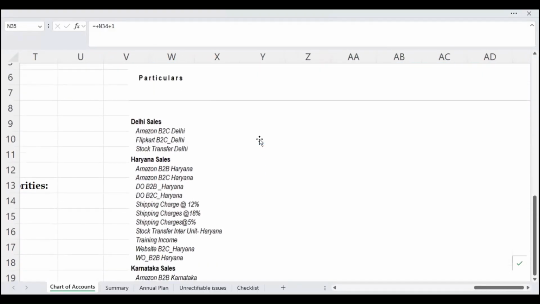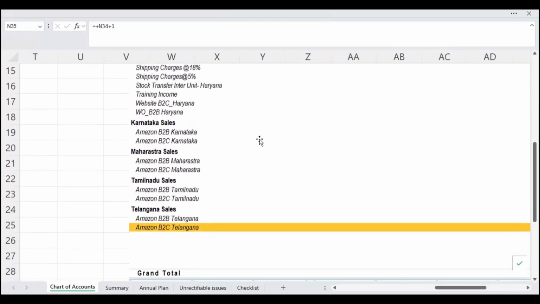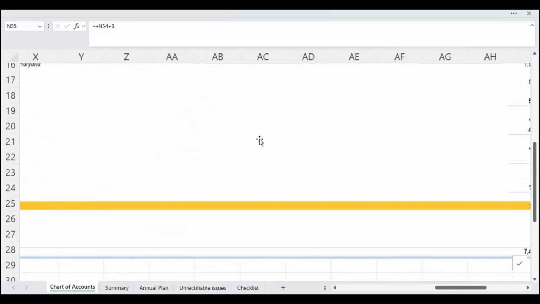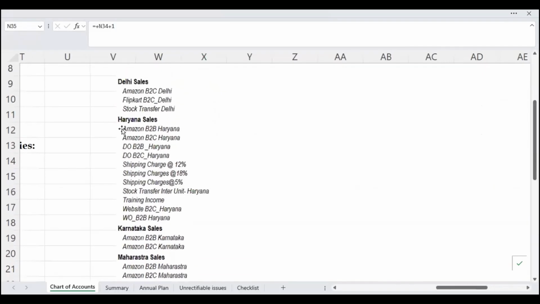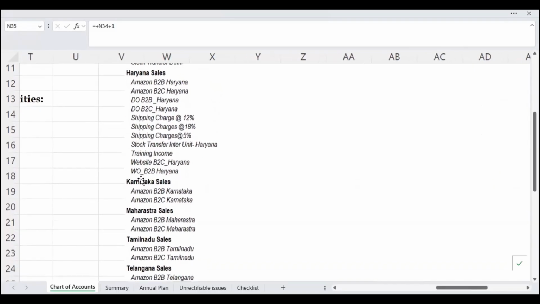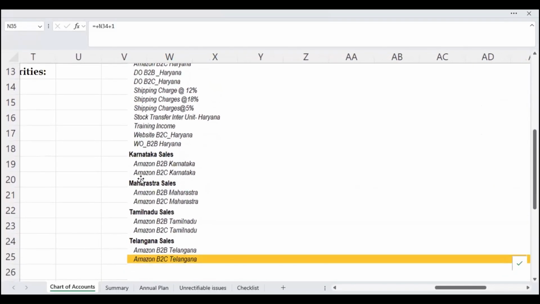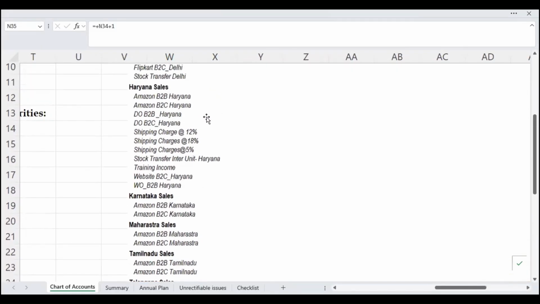Like if you see here, I have Delhi, Haryana, 2, 3, 4, 5, 6 states, and I have a turnover which totals to 7 crore 41 lakhs. Now, state-wise, if I see, let's assume Haryana, I have Amazon B2B, Amazon B2C, direct order Haryana B2B, direct order B2C, then shipping charges like 12%, 18%, stock transfer within the company, then training income, website B2C, website B2B. Now, this is how I have an income breakup with respect to each state.